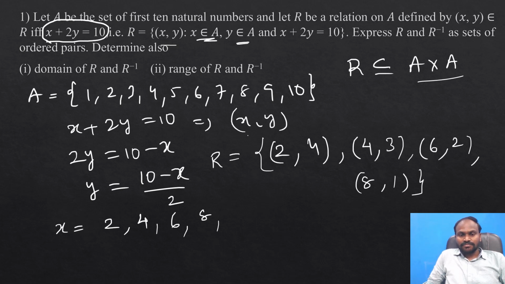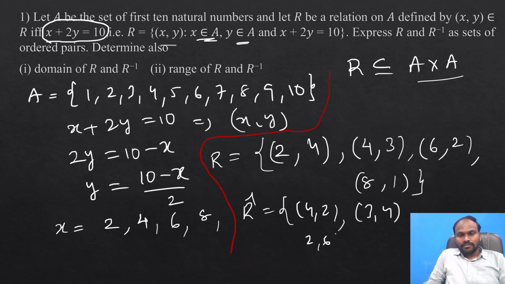R is equal to this, right? This is the relation we have. Now what is the question? Express R. This is R. Then R inverse is going to be definitely (4, 2), (3, 4), (2, 6), (1, 8). This is R inverse, right, students?